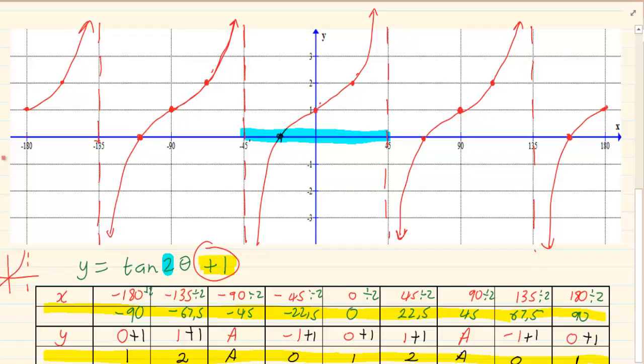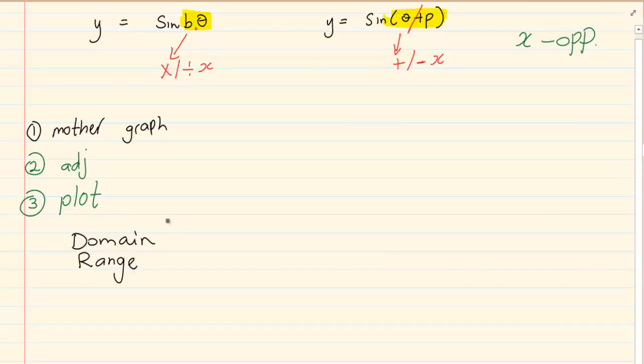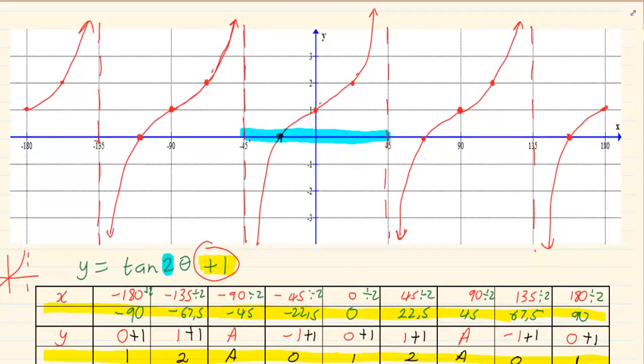Now, what are the questions that they would ask you? They would ask you things like, what is the domain? What is the range? Now, as I told you when we were doing the sine graph, for domain and range, you're going to look at your graph. Domain is usually what they tell you to draw. So in this case, we know it's moving from minus 180 to 180. So the domain is minus 180 to 180. If you look at the range, it's going from negative infinity to infinity.